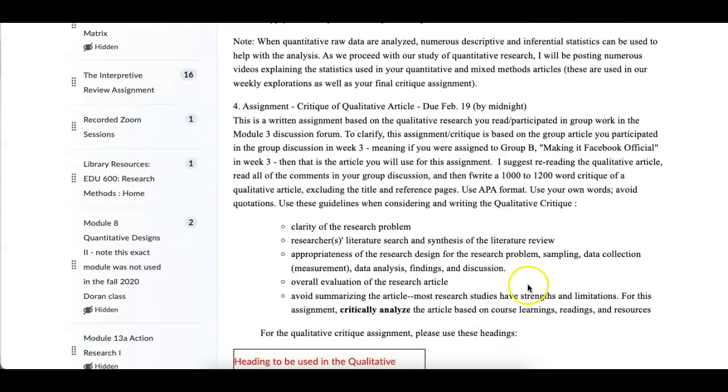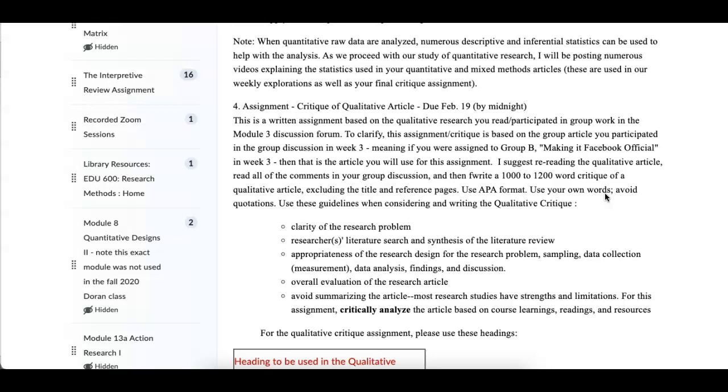Okay, the assignment. So what does it mean? What do we critique of the qualitative assignment? Well, first of all, you will use the article that everybody in week number 3 was in a group.